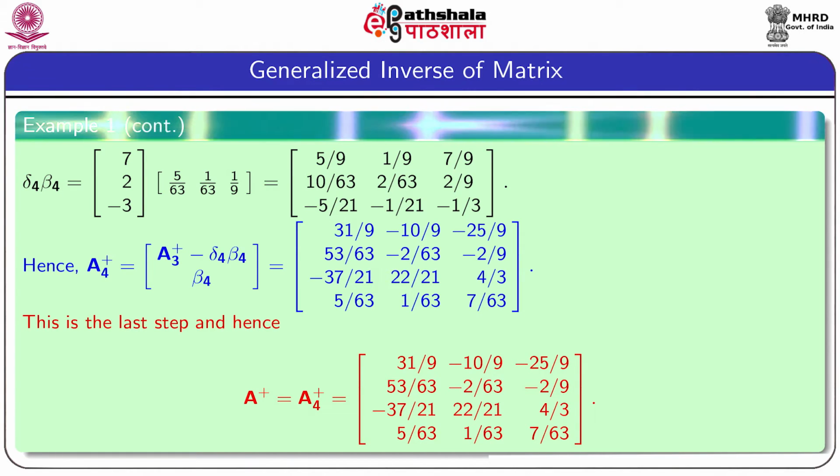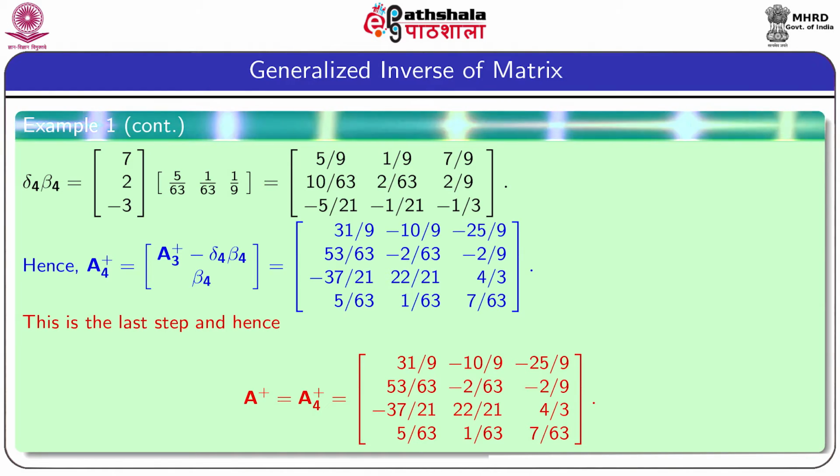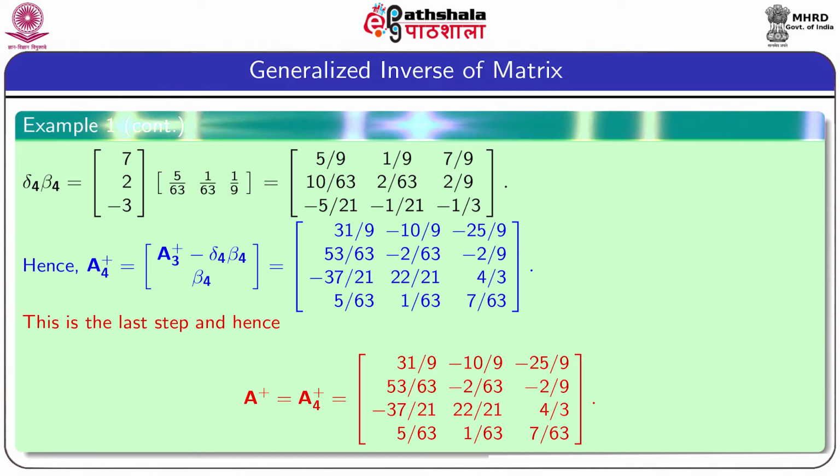And this is the last step, and hence the A plus, that means the Moore-Penrose inverse of the given matrix A, is equal to A4 plus, which is given by this matrix, and note that it is a matrix of order 4 by 3.